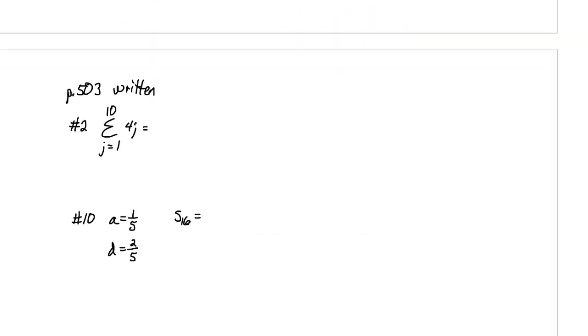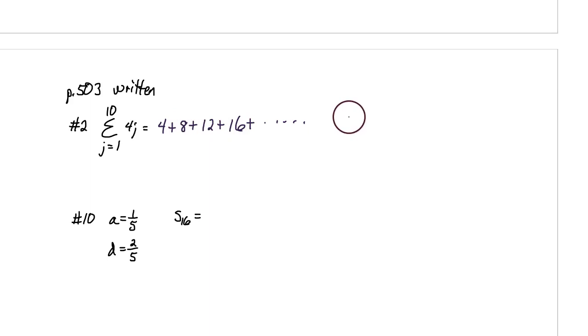Now page 503, written. Find the sum. So start by substituting 1 for j. 4 times 1 is 4. And then 2 for j, that's 8. And then 3. And then put in 4 for j, which is 16. And so on, all the way up until you get the 10th one. Now you can write out the full expansion and then add it up.